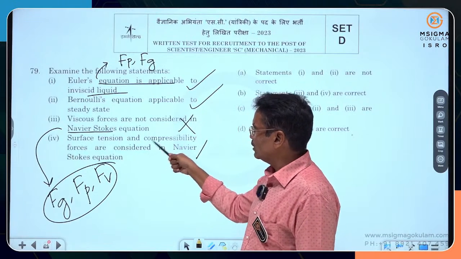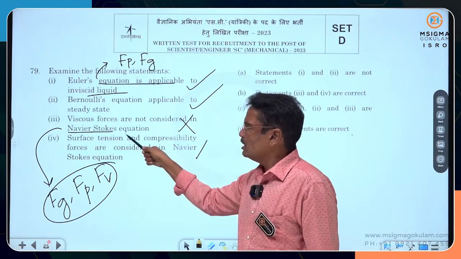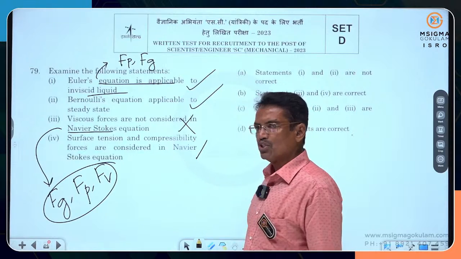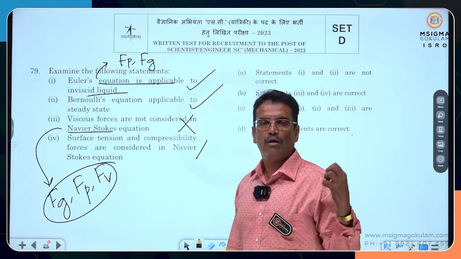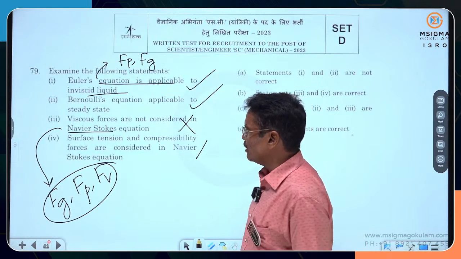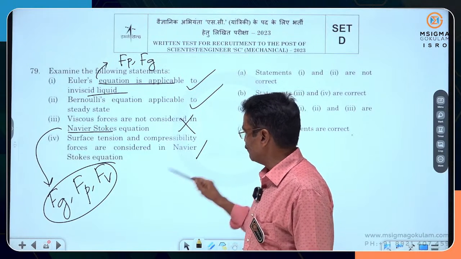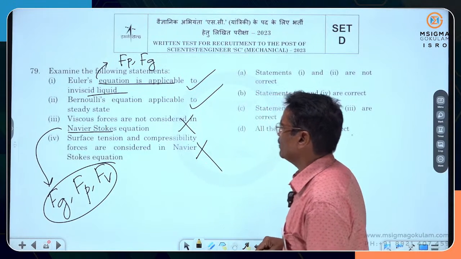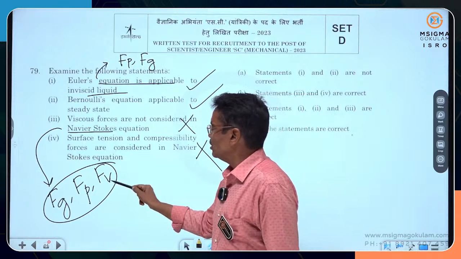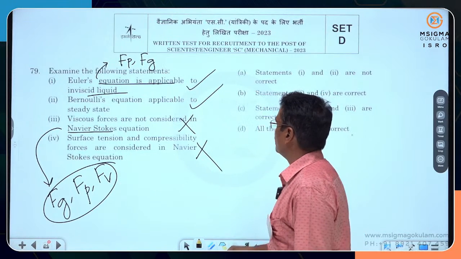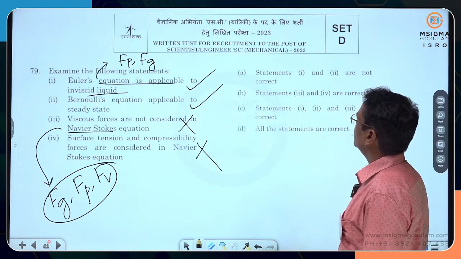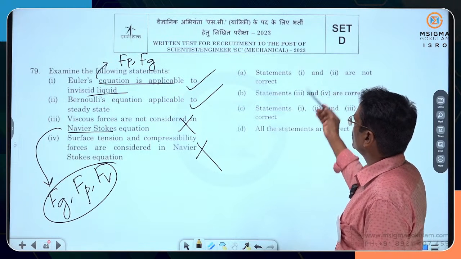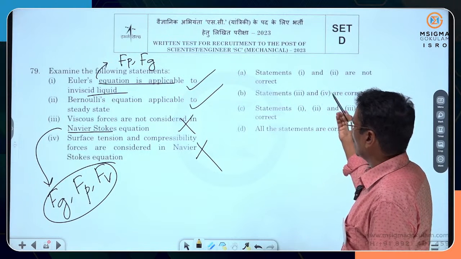Though they are, in fact, surface tension forces are insignificant, and compressibility forces are there only when the velocity of the fluid is very, very high and density changes are significant. So this is also a wrong statement. They said only 3 forces are considered in the Navier-Stokes. Actually, that is not correct.